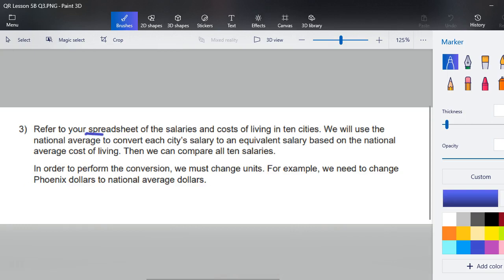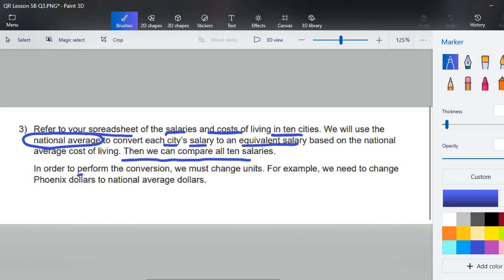Question 3 asks us to refer to our spreadsheet. We're going to go find that in MyMathLab in just a second, and it's the salaries and the cost of living of 10 cities. We're going to use the national average to convert each of the city's salary to an equivalent salary based on this national average cost of living. And then we have something with which we can compare all 10 salaries that will make more sense than just looking at their individual salaries.